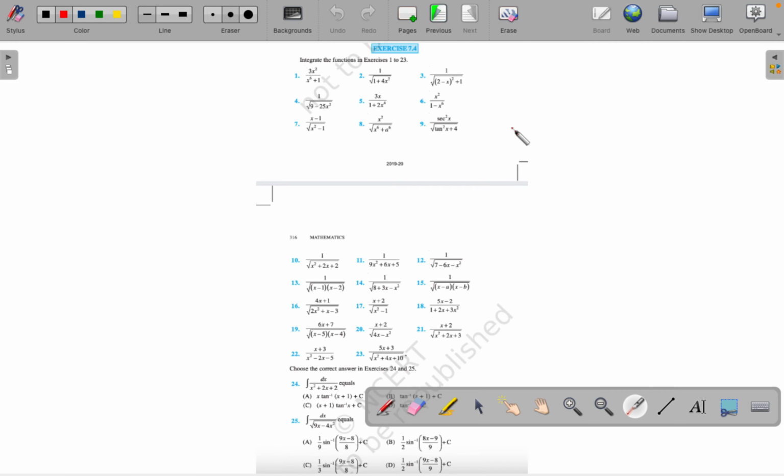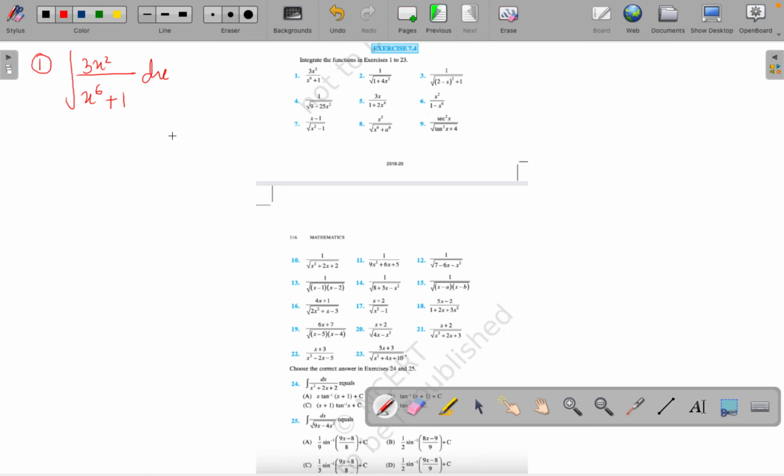Let's move on to the exercise. First, how will you know where to use these formulas? Let's talk about the first question, children: integration of 3x square upon x to the power 6 plus 1 dx.